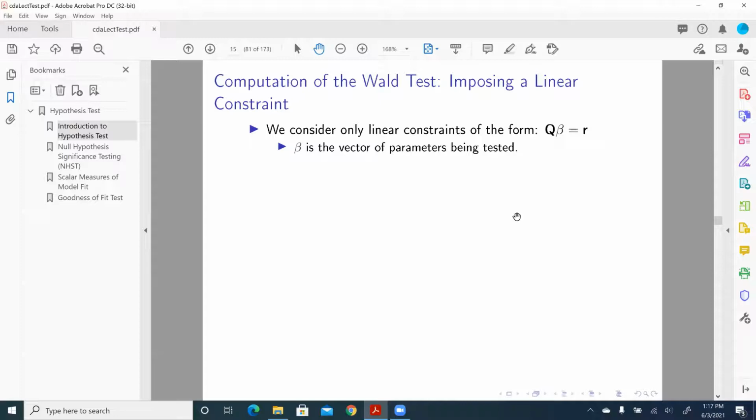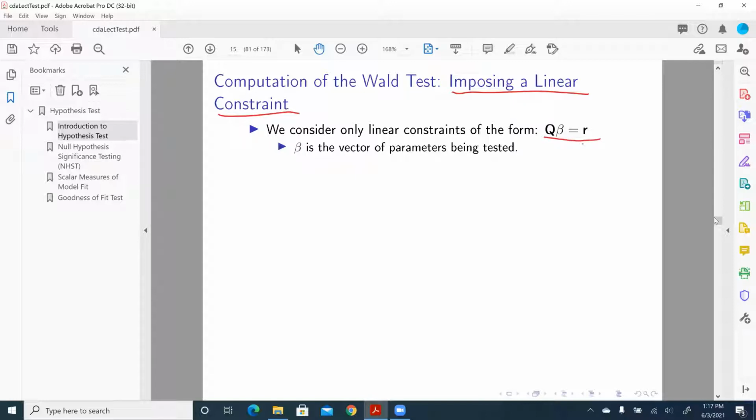Let's consider different cases for the Wald test. So let's say imposing a linear constraint. But before I get into imposing a single constraint, let me go through the general theory about how to impose a linear constraint or linear constraints. So let's consider only linear constraints of the form Qβ = R.